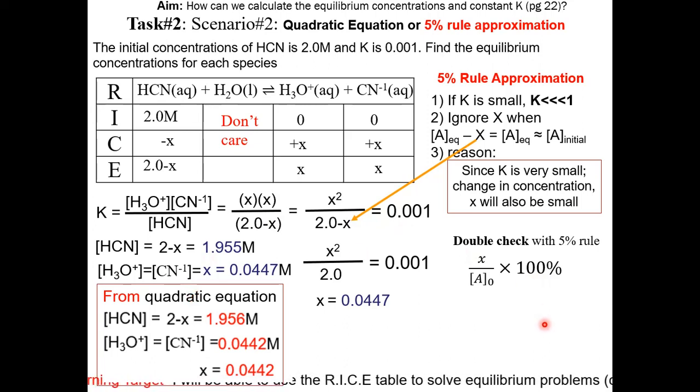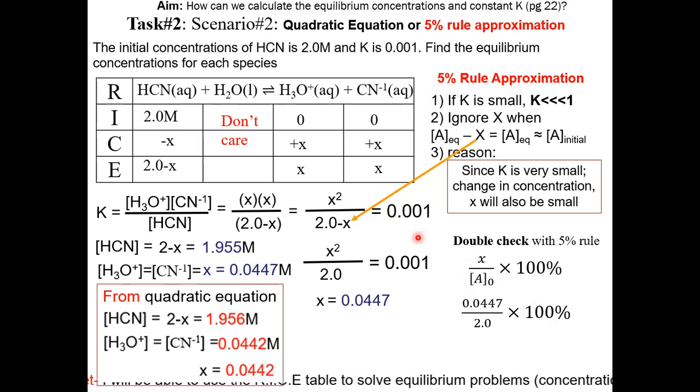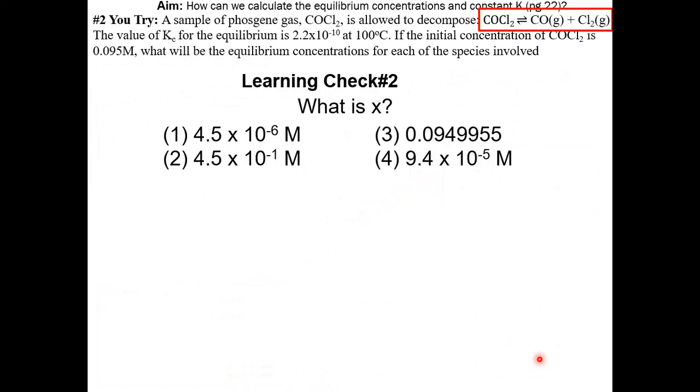So x is equal to 0.0447, and the initial concentration was 2. Using this equation, we get 2%, and since 2% is less than 5%, we can use this approximation. Learning check number 2. In this question, what is the value of x?